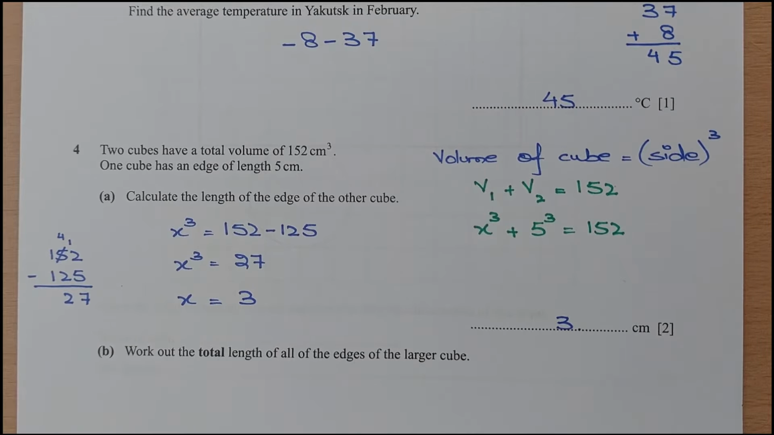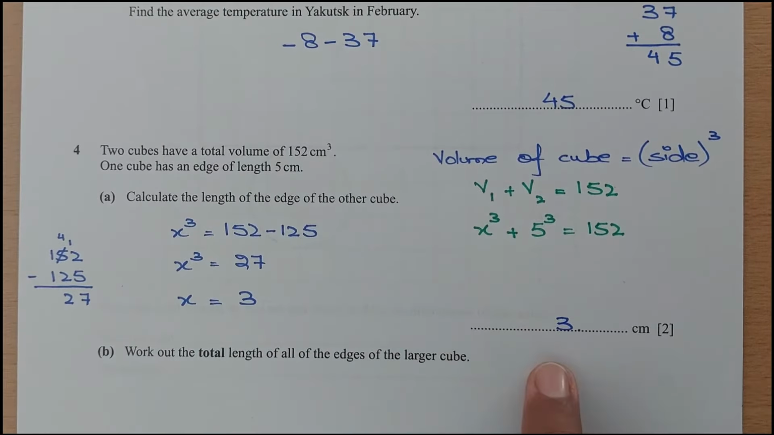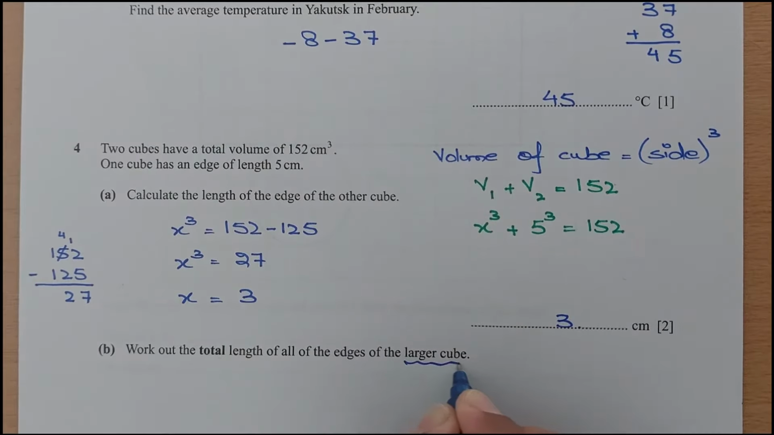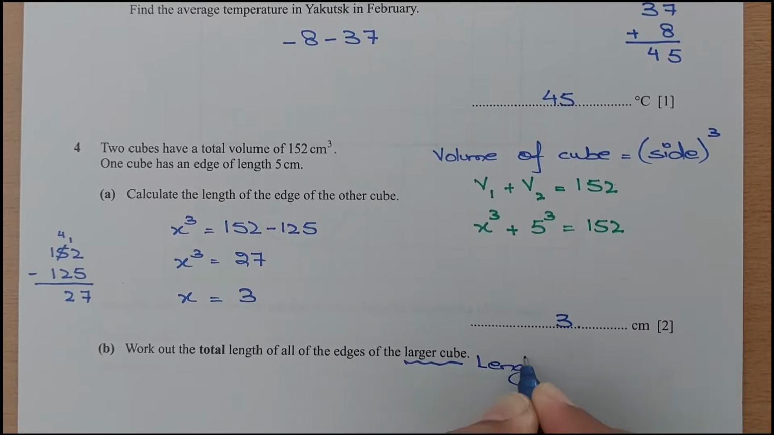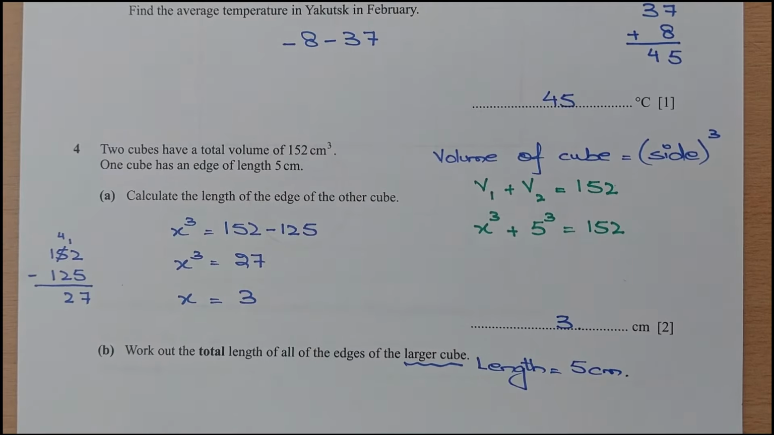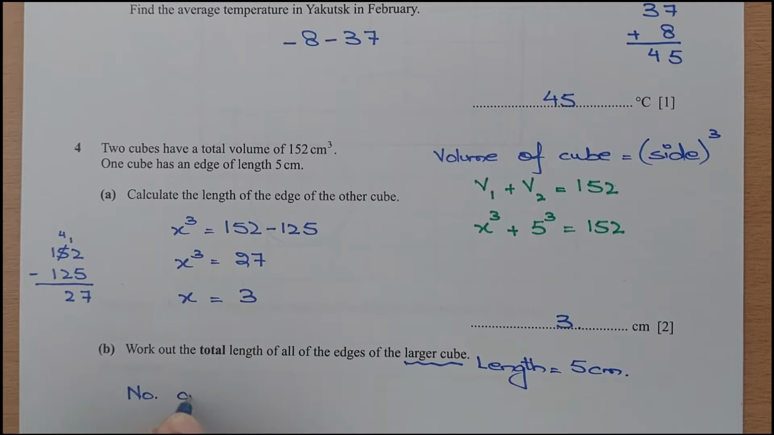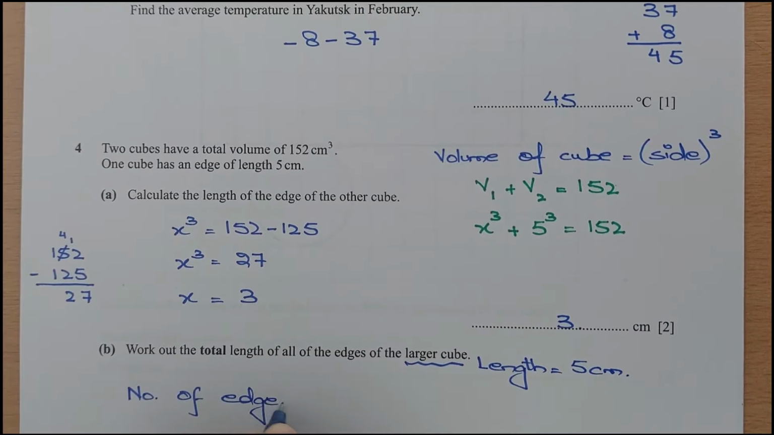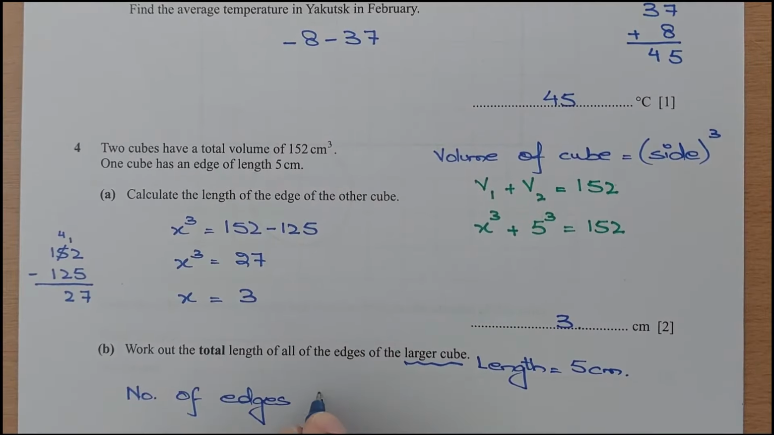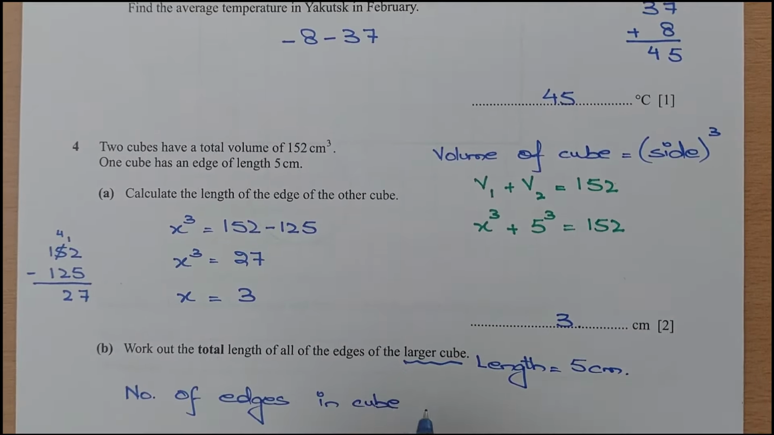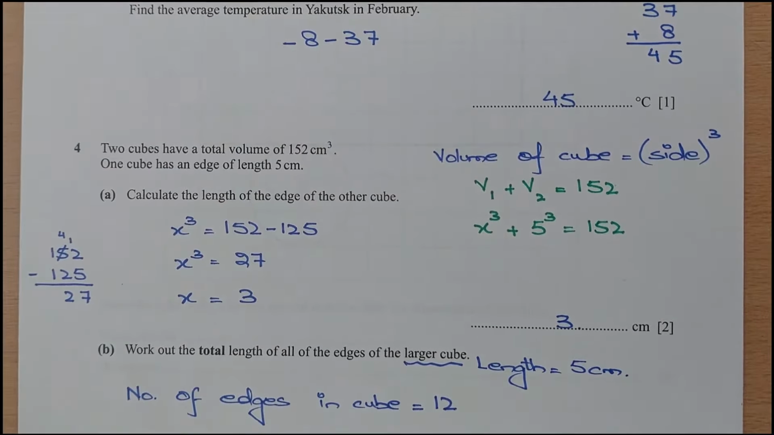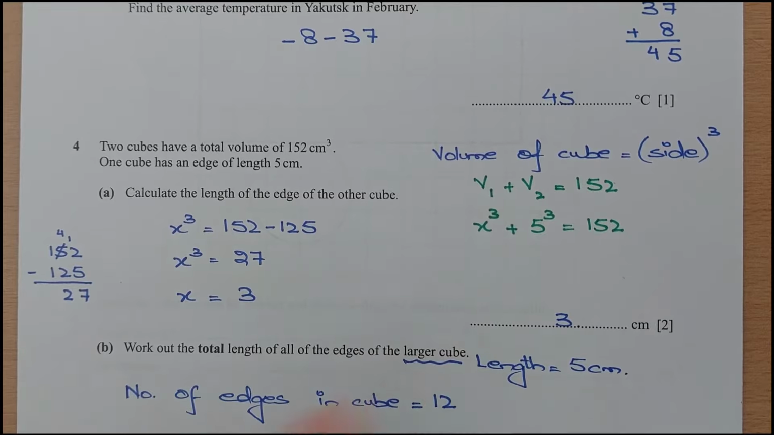Now for B part, work out the total length of all the edges of the larger cube. So we have two cubes, one with length 5 centimeter, the other with 3 centimeter. So for the larger cube, it means the length is 5 centimeter. Right, we need to find the total length of all the edges of the larger cube. Okay, so first we know that a cube has a total of 12 edges. And to find the total length of all edges of the larger cube, we have to do 12 times 5, that is equal to 60 centimeter.